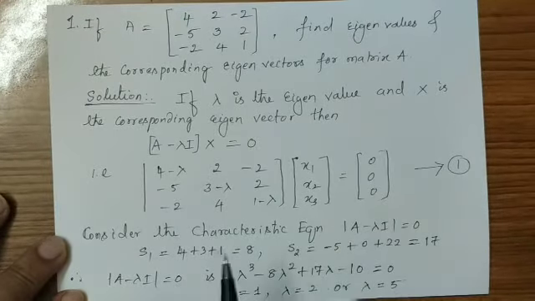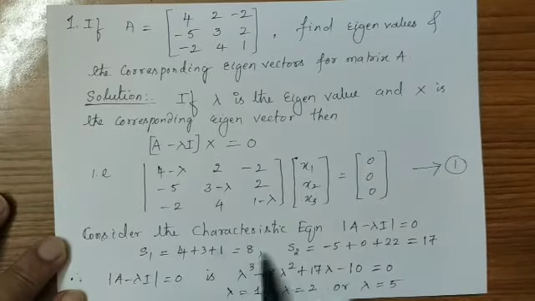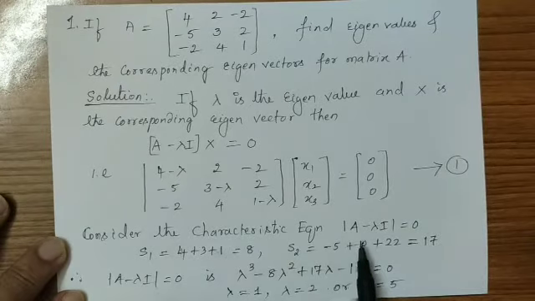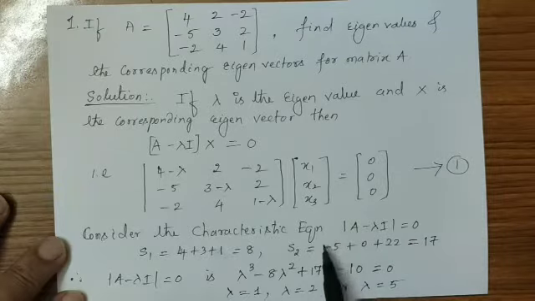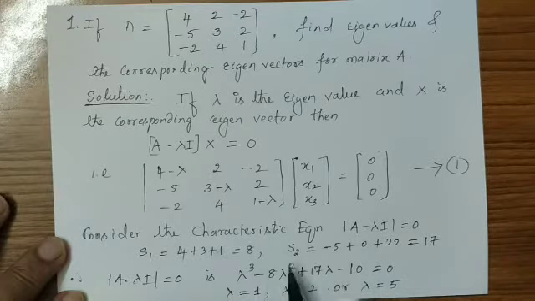Now consider the characteristic equation. The determinant of A minus lambda I is equal to 0, because we know that this has a non-trivial solution only if the determinant of A minus lambda I is equal to 0. The determinant of A minus lambda I for a 3 by 3 matrix can be written as lambda cube minus s1 lambda square plus s2 lambda minus determinant of A. So we have calculated s1, s2 here and the determinant of A.